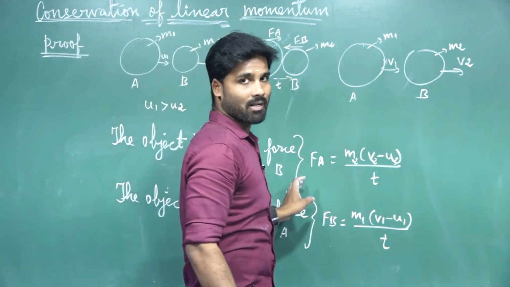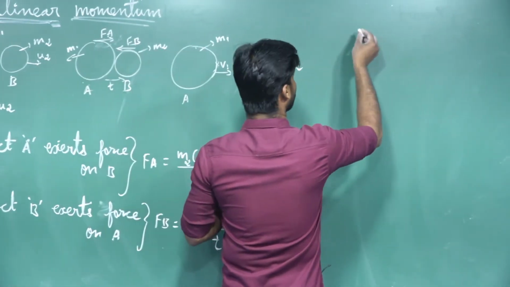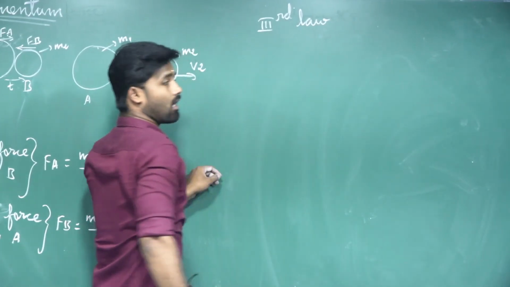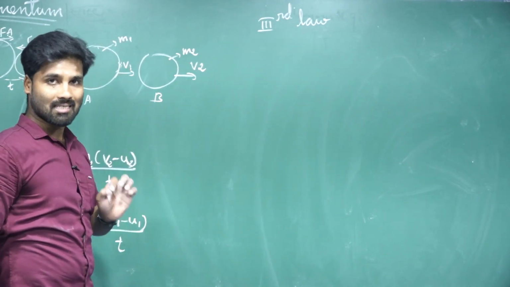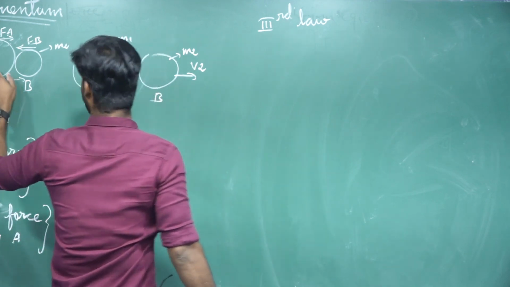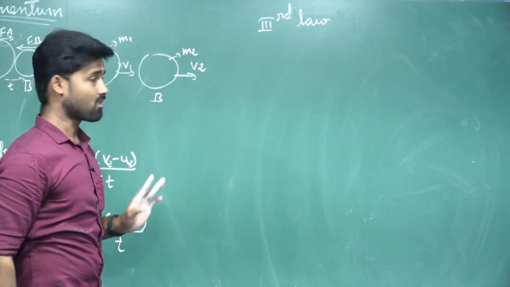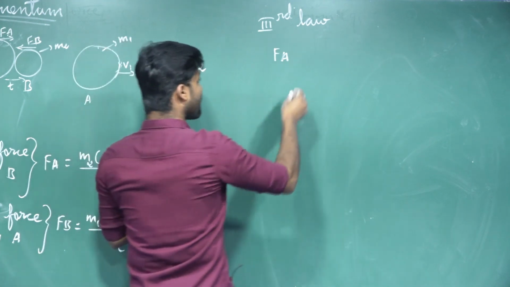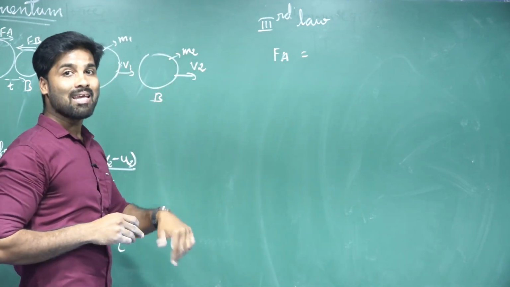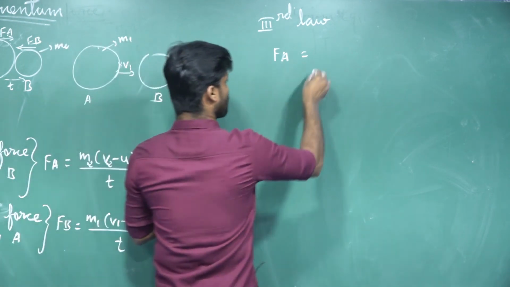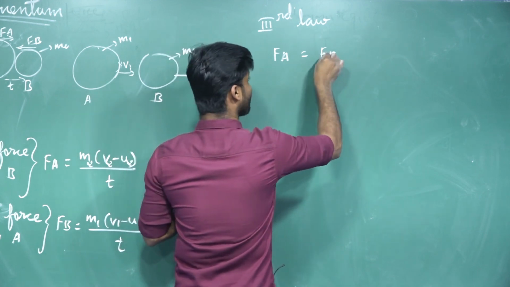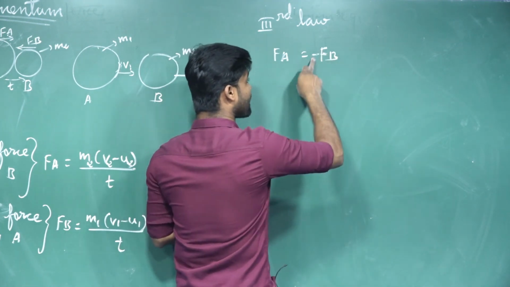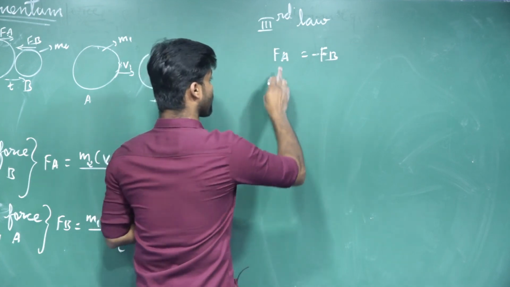Now we are going to apply Newton's third law of motion. By the third law, as already told, for every action there is an equal and opposite reaction. Here, the force that object A exerts on B is the action, that is FA. The force that object B exerts on object A is the reaction, that is FB. Whenever we use reaction, we should add a negative sign. The negative minus sign indicates reaction. So FA equals minus FB.